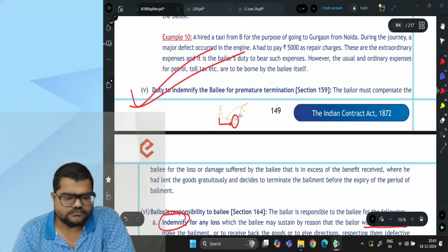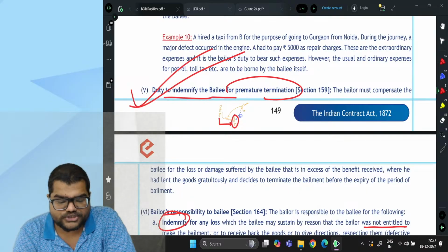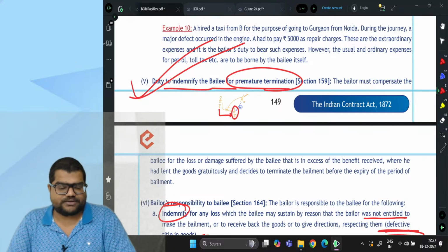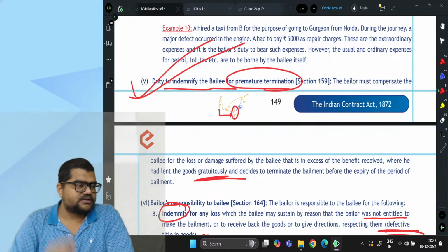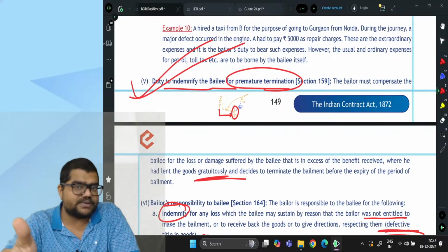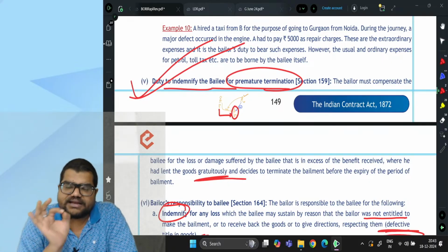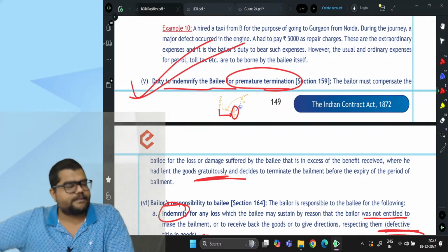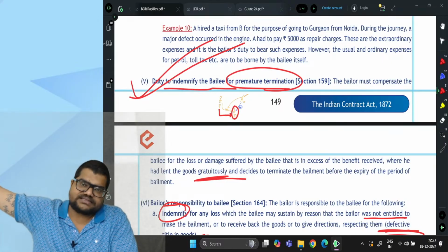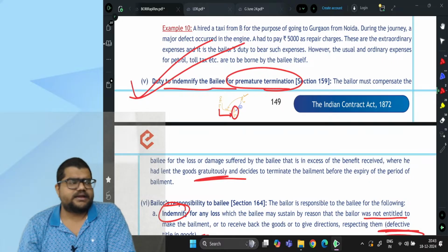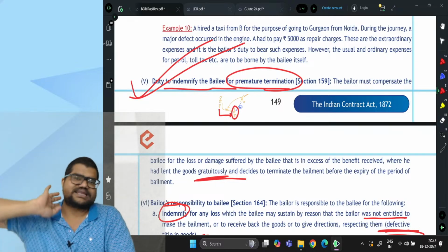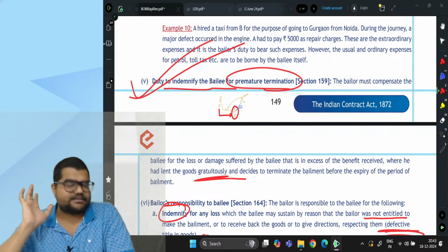The last one, duty to indemnify the bailee for premature termination. What you need to understand is this can only happen in gratuitous bailment. Because in non-gratuitous bailment, it is obvious that if I have taken a car from you and paid you the money, I will not return it until the number of days are over. If I go to Goa and you tell me after 2 days to give the car back, I will not give it, obviously. It is non-gratuitous bailment. I paid you the money. But in gratuitous bailment, a premature termination may take place.